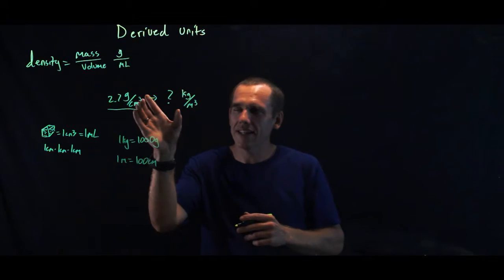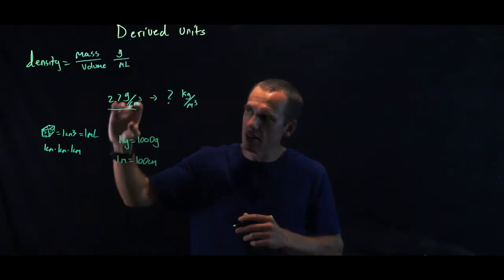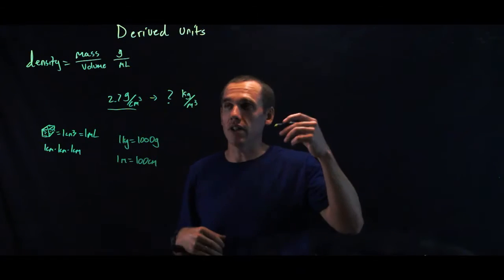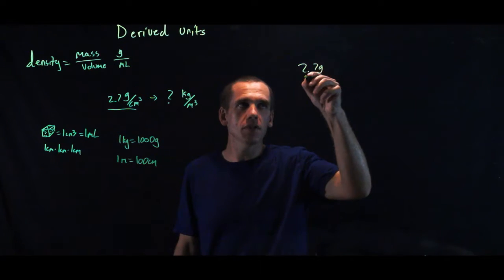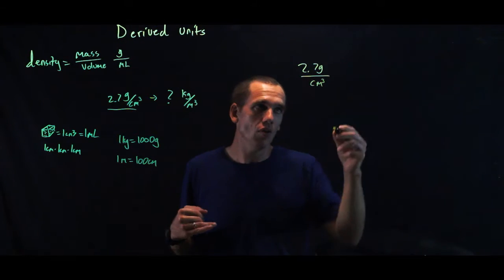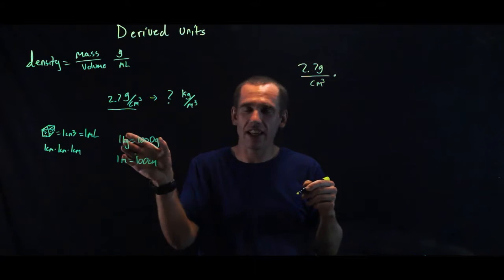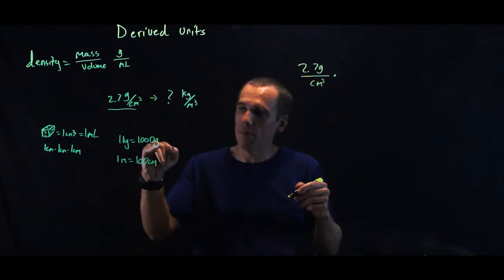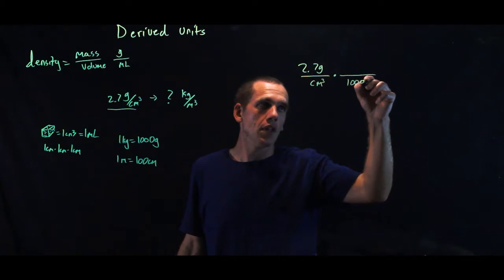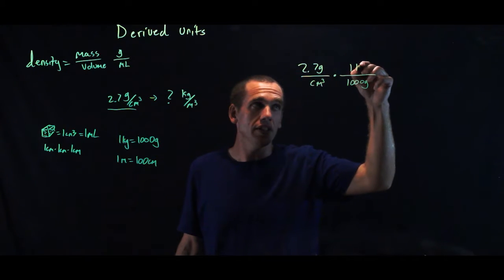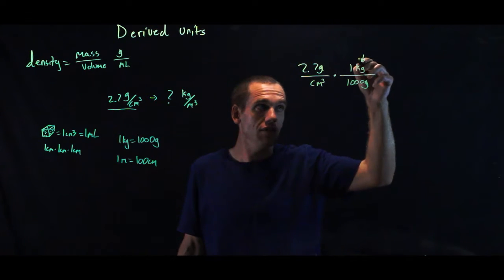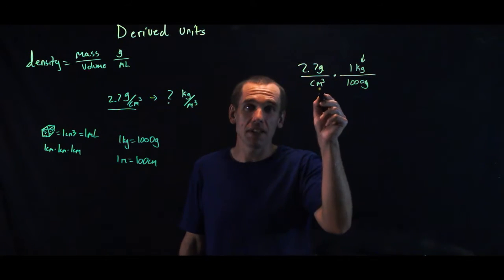And now I'm going to write this out instead of as this slash. I'm going to use a horizontal bar, and I'm going to keep track of all my units. So I'm going to take 2.7 grams over 1 cubic centimeter. Now, I want to get grams to go away. So I'm going to multiply this by a conversion factor that has grams on the bottom, which means I'm going to divide both sides of this conversion factor by 1,000 grams. So 1,000 grams is the same thing as 1 kilogram. I did that because that gram cancels that gram, and it leaves me with kilograms, which is what I want. Now I've got to get rid of these cubic centimeters.